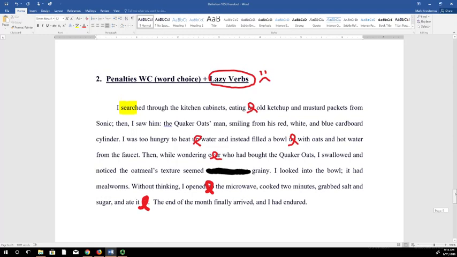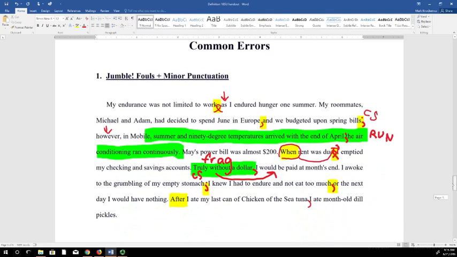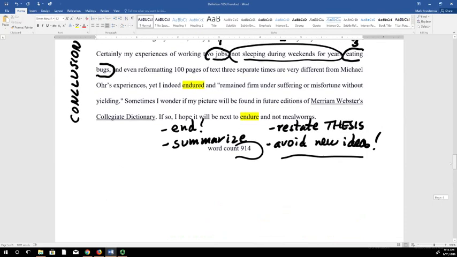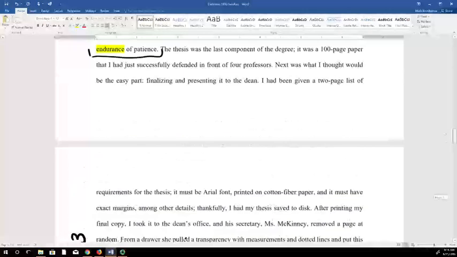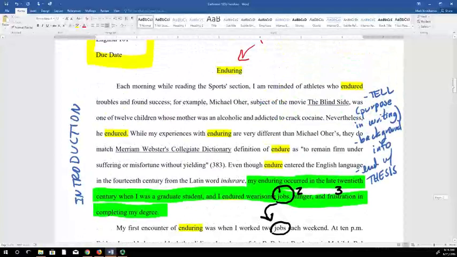Watch out for word choice errors. Remember the most common word choice errors. Contractions. Don't use contractions. Don't use direct address. Don't use get, got, getting, gotten. Be really careful. Have action verbs. Don't have lazy verbs in there. Please spend some time proofreading to avoid spelling and punctuation errors. And remember the 5-paragraph format for the paper that utilizes the rule of 3.